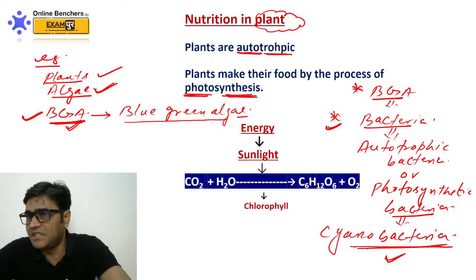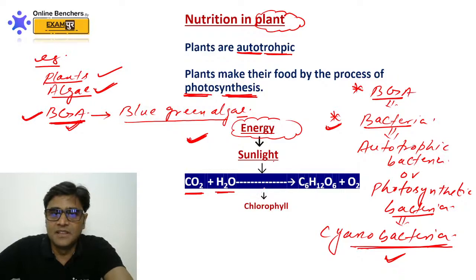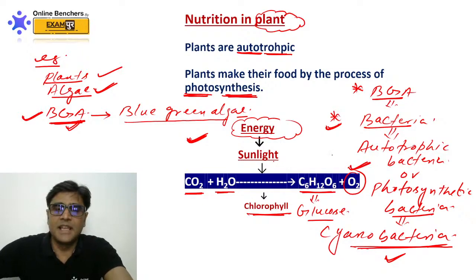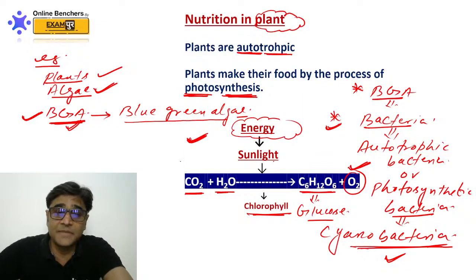Now we are going to discuss the chemical equation of photosynthesis. So here we have the chemical equation of photosynthesis. Plants absorb CO2, water, and plants also absorb energy from sunlight. And in the presence of chlorophyll, plants make their food, that is glucose. This is the food of the plant, glucose, and also give us oxygen. And this process is known as photosynthesis. So this is the chemical equation of photosynthesis.